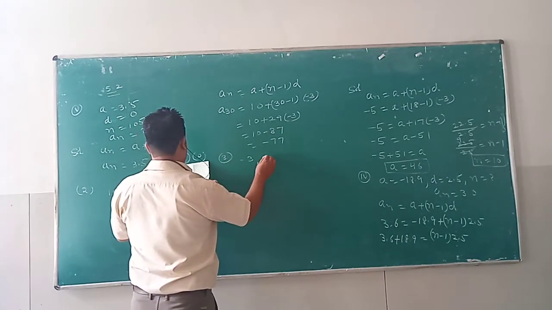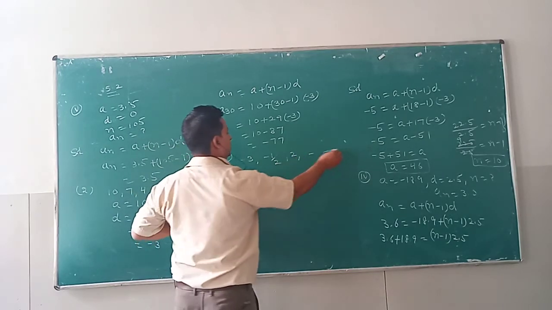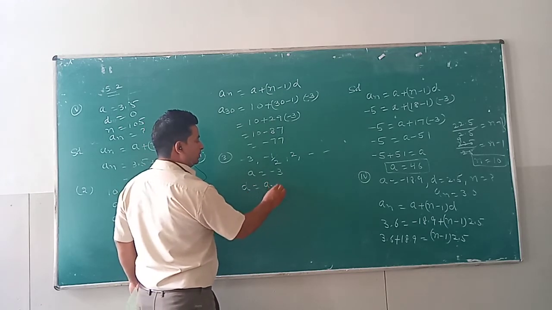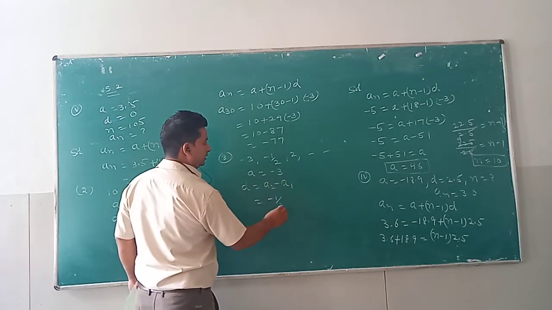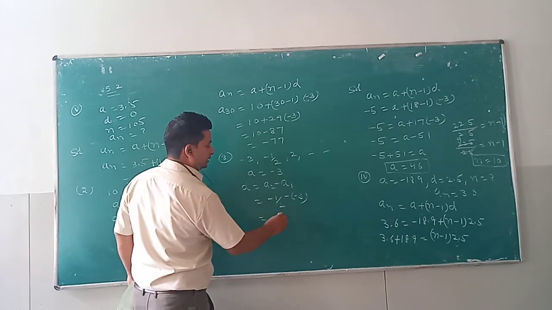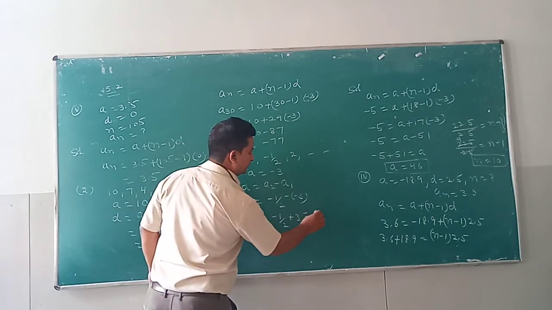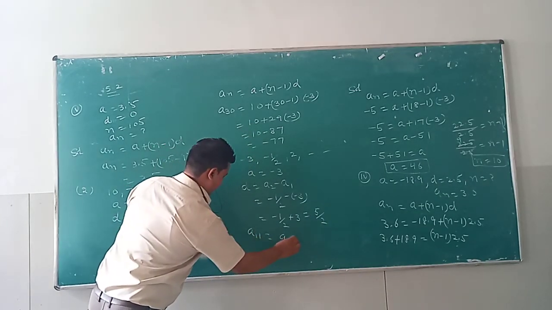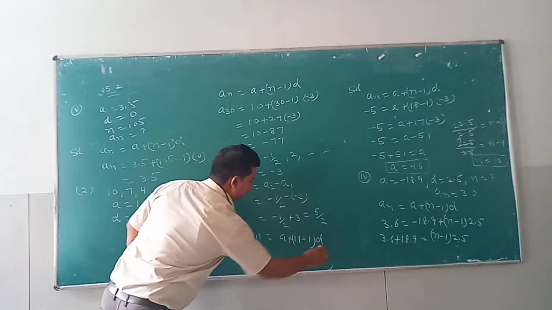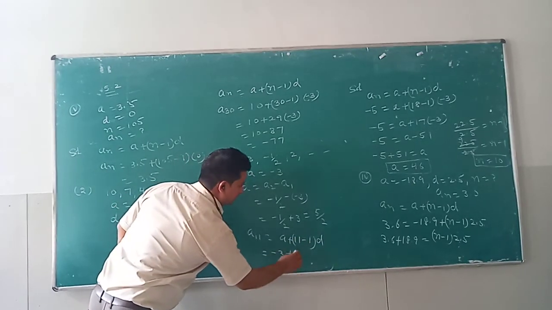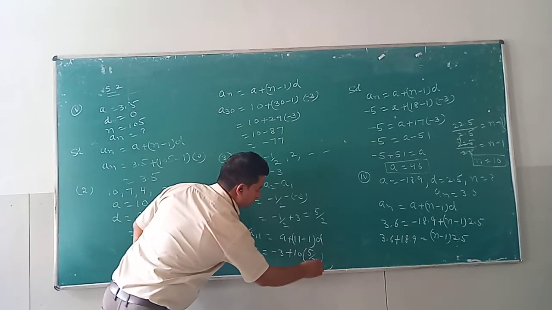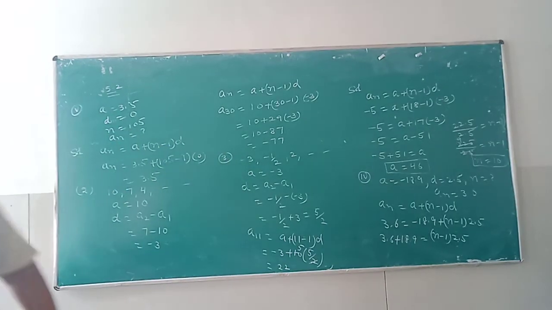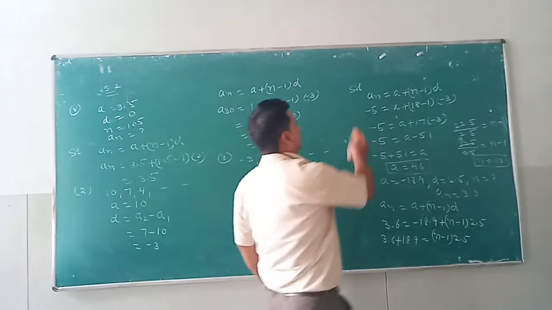In the third question, find the 11th term of the AP. In this AP, a is 3. Common difference is a2 minus a1, which is half plus 3, 5.2. So a11 is a plus 11 minus 1 into d. So a is 3 plus 10 into 5.2. This cancels out. This is equal to 22. So 22 is the 11th term of this AP.